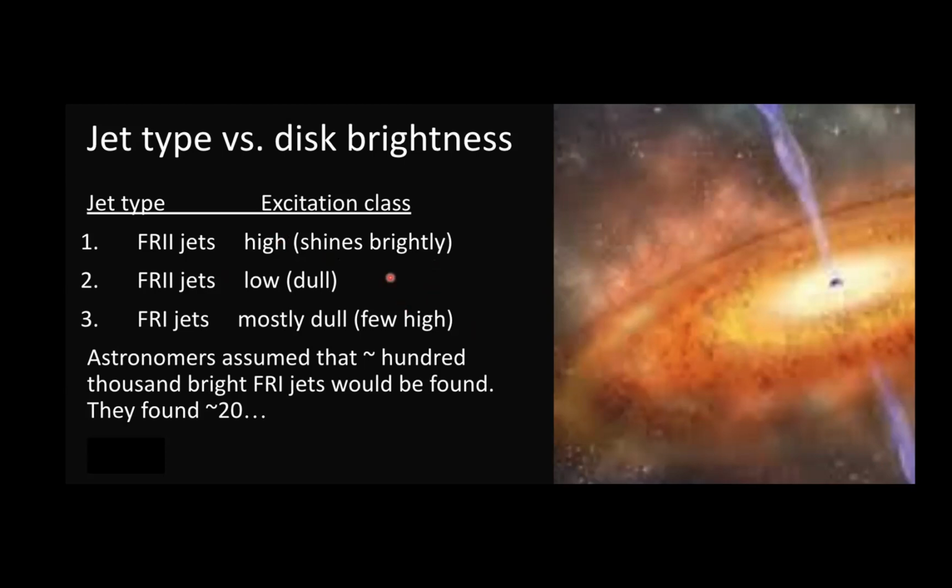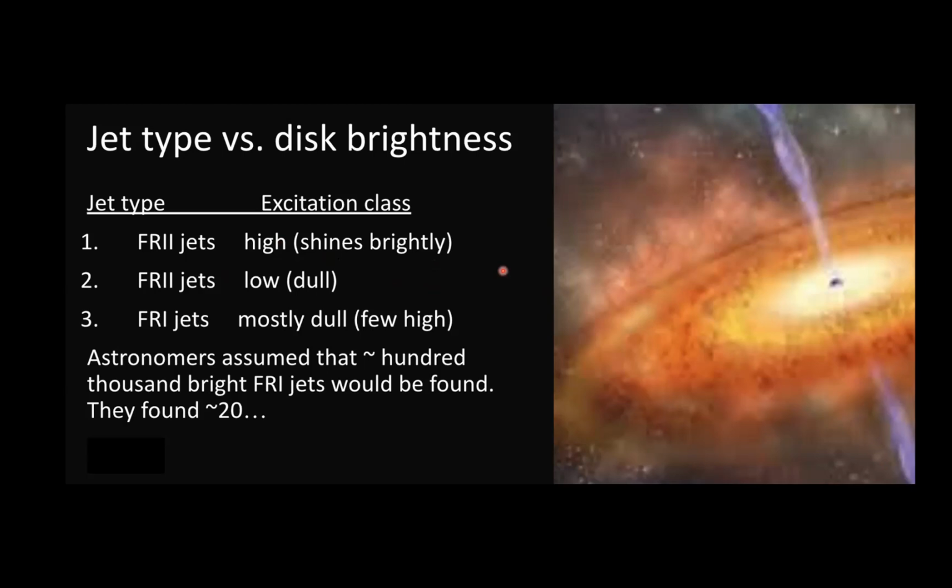They seem to be also surrounded by these dull disks, these low excitation disks, these sort of puffed up structures that are not losing their energy very efficiently. And so it looks like, at least for the FR2 jets, it's not the disk that determines the jet, right? It's not the kind of disk.